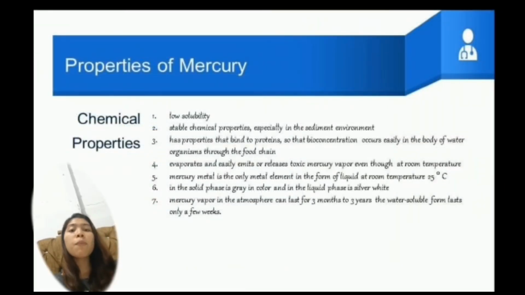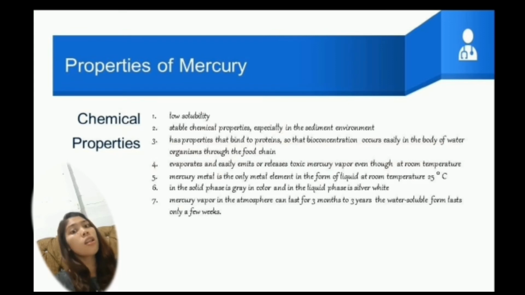Here we are in the chemical properties of mercury. First, mercury has low solubility. Second, stable chemical properties, especially in the sediment environment. Third, has properties that bind into proteins so that bioconcentration occurs easily in the body of water organisms through the food chain. Fourth, evaporates and easily emits or releases toxic mercury vapor even at room temperature. Fifth, mercury metal is the only metal element in the form of liquid at room temperature or 25 degrees Celsius.